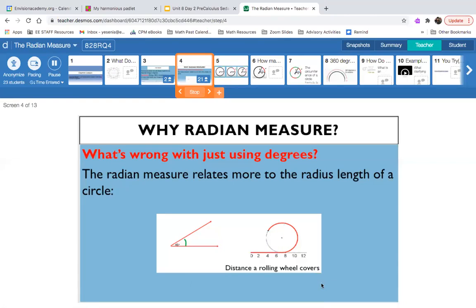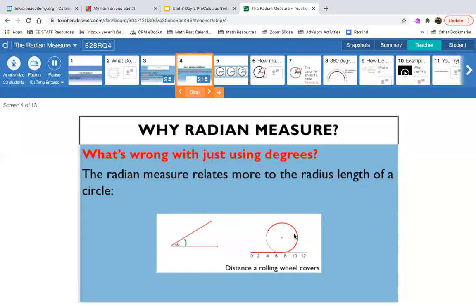Let me know if anyone has questions on that, but that's the why we are trying to use radians now. But we're still using degrees. We're just adding in radians. And a degree measure is going to have an equivalent radian measure. Okay, that's all good.